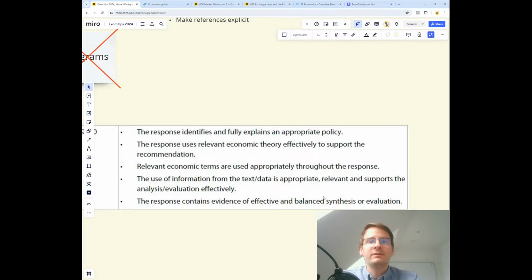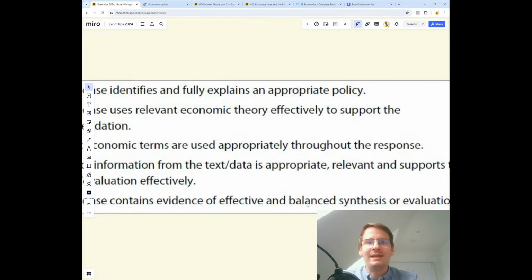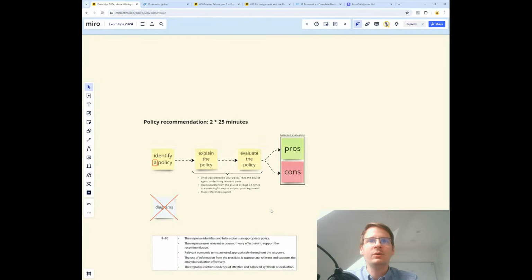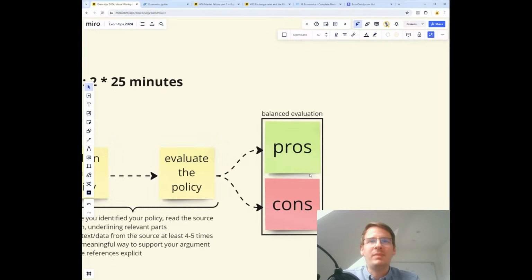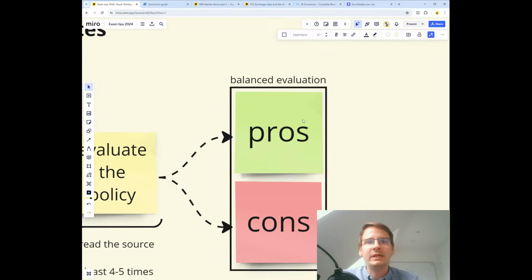And of course, very important, you need a balanced evaluation. If you only talk about the pros and very little about the cons, examiners will say that your answer is not balanced. So that's how you write up a balanced evaluation. My suggestion would be at least 3 of the pros, 3 of the cons, and not just mentioned, but at least a couple of sentences about each. That would make a balanced evaluation.